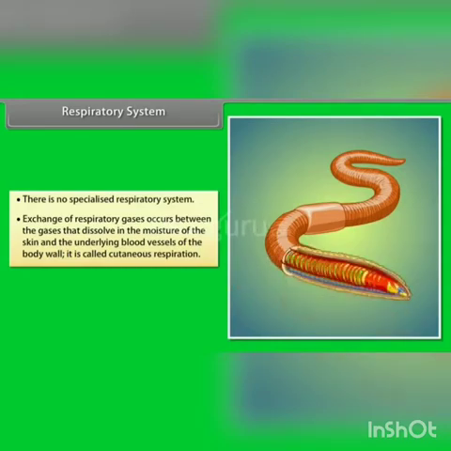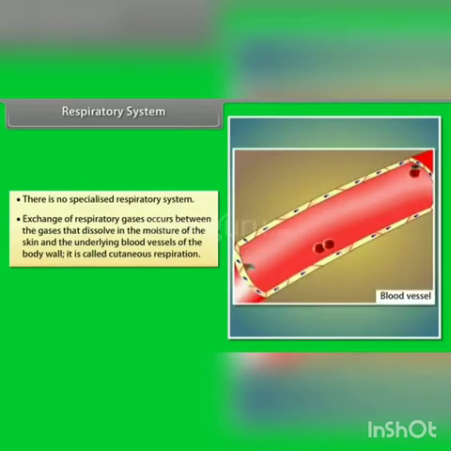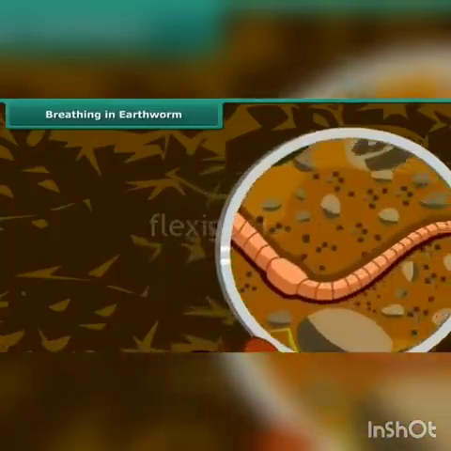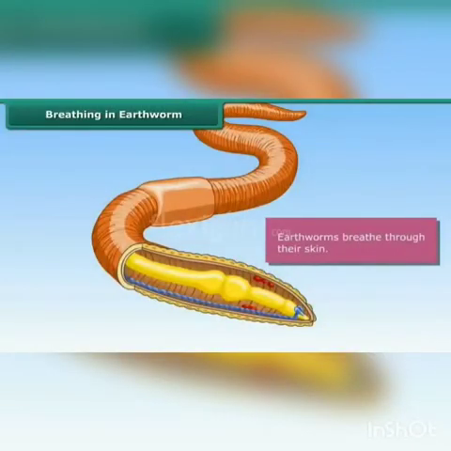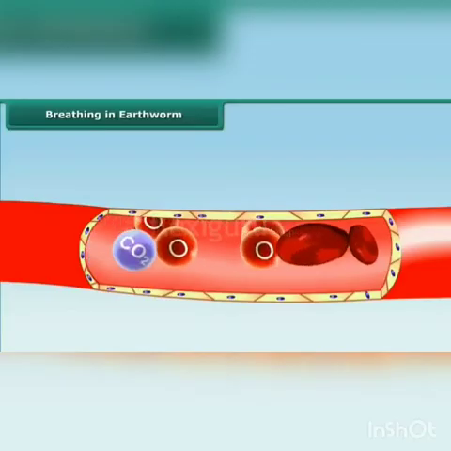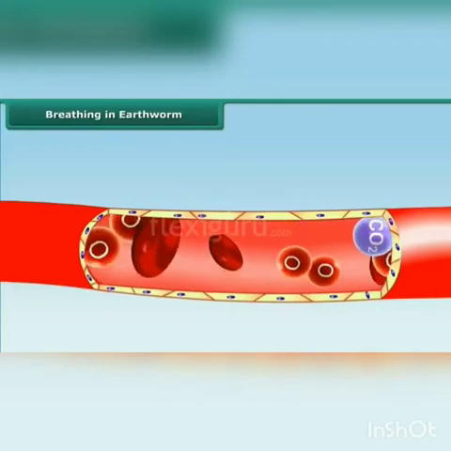The outer surface of the skin is richly supplied with blood capillaries which aid in the diffusion of gases. So skin-ல பார்த்தோன்னா அதிகமான blood capillaries இருக்கிறதுனால body wall மூலமாகவே diffusion of gases takes place. So oxygen diffuses through the skin into the blood, while carbon dioxide from the blood diffuses out. அப்போ ஆக்சிஜனை உள்ள எடுத்துக்குது, கார்பன் டை ஆக்சைடை வெளில அனுப்புது.